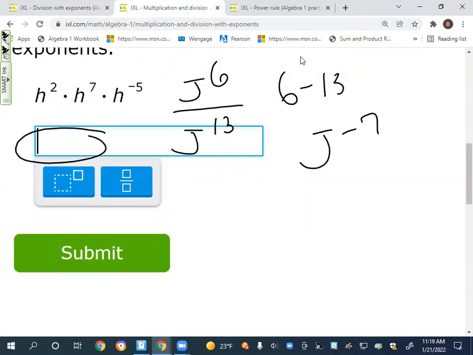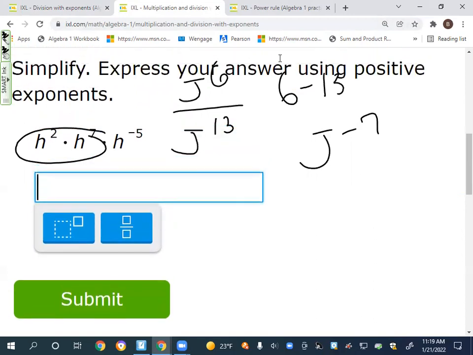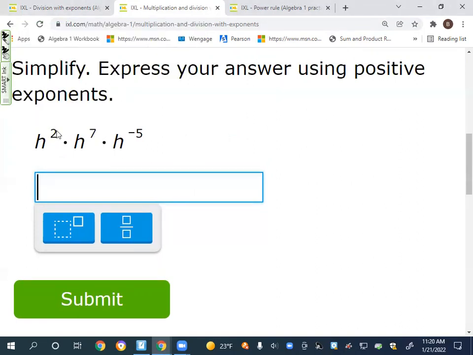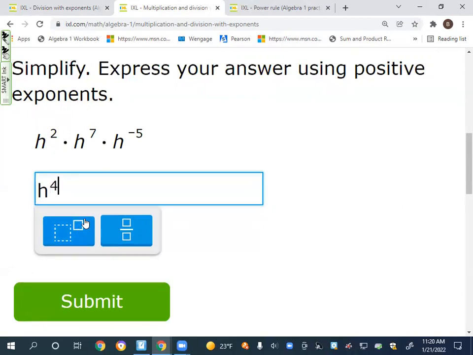Okay. Everything would be what here? What would I do to all those exponents here? Add them. 2 and 7, 9. 9 and a -5 give me a H to the +4.